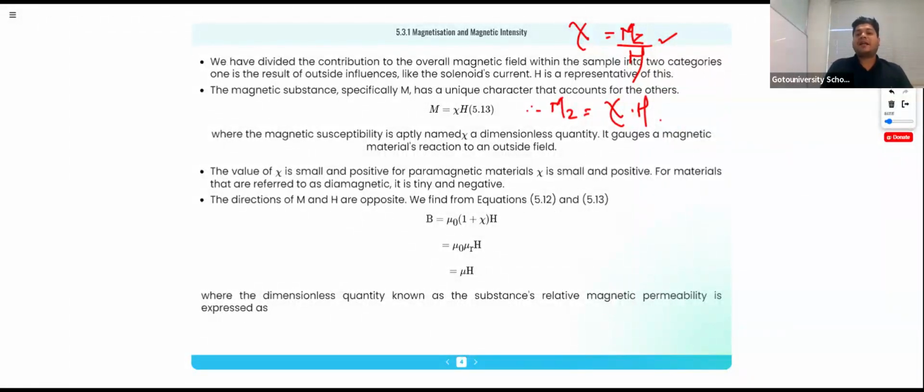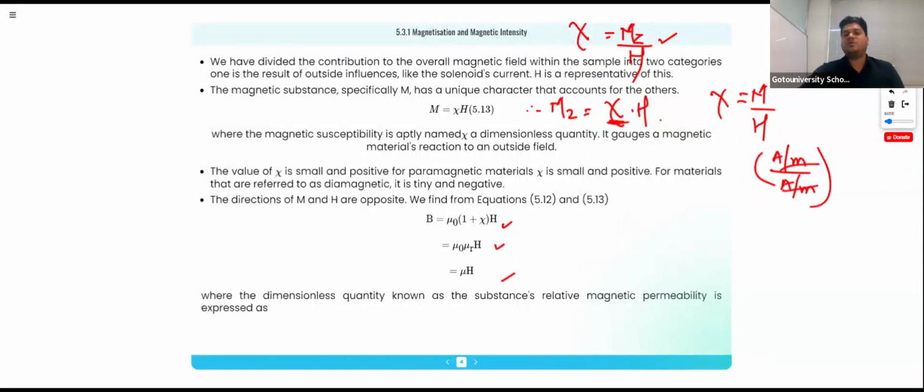It explains the reaction of a magnetic material in a magnetic field. This is your magnetic susceptibility. Now, if we speak about the unit of susceptibility, it has no unit. Why? Because magnetization has unit ampere per meter and intensity has unit ampere per meter, so M upon H will be ampere per meter over ampere per meter, they will cancel, and you will have no unit for this.